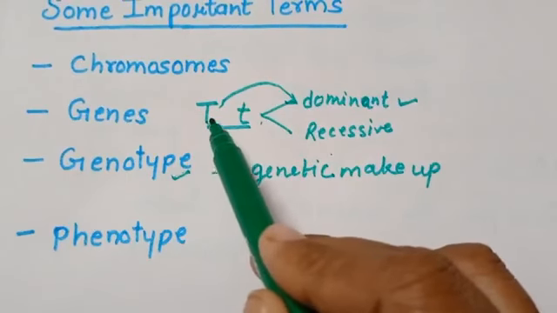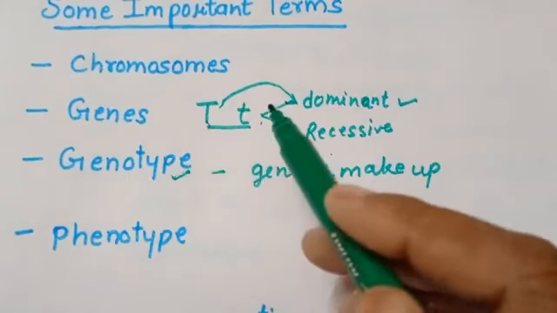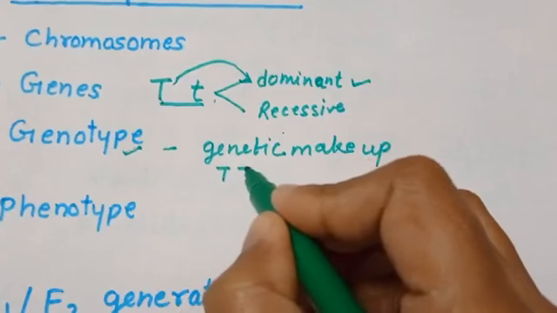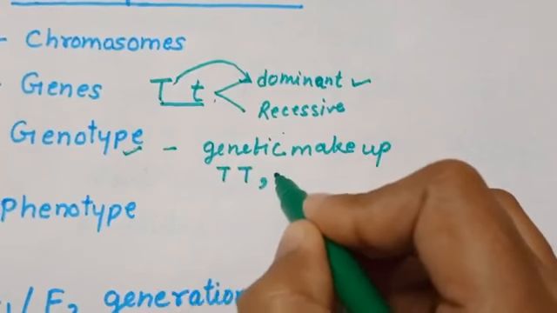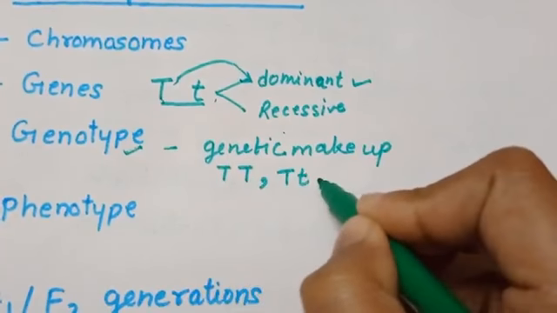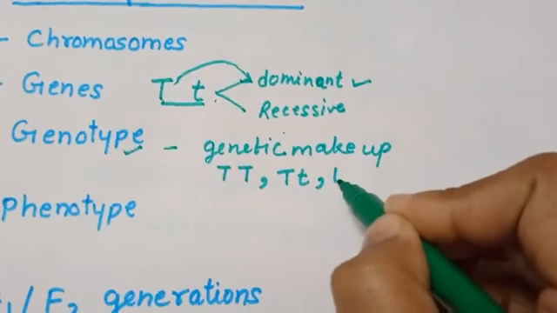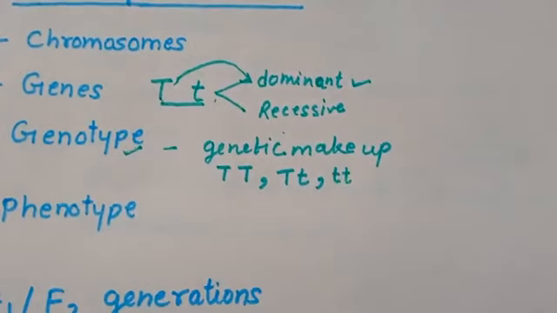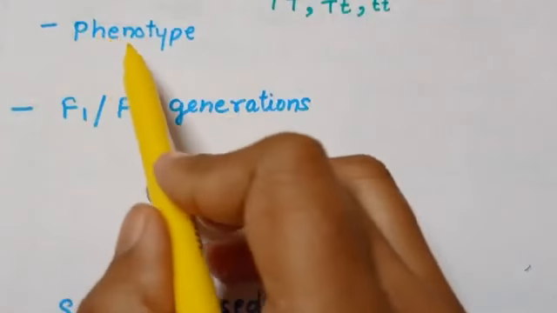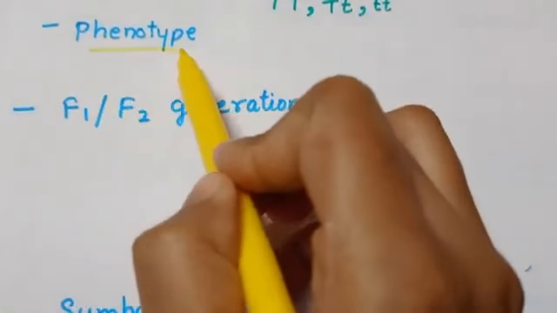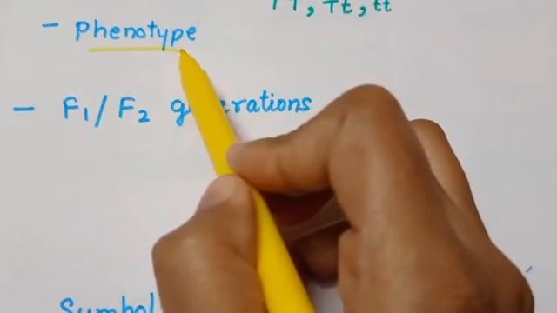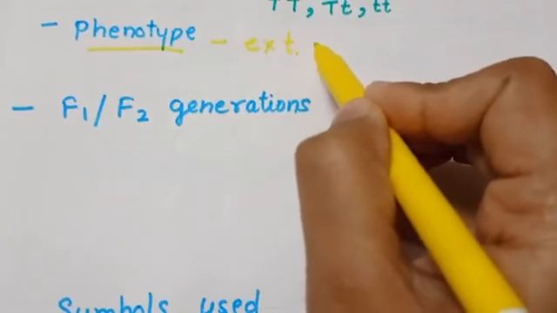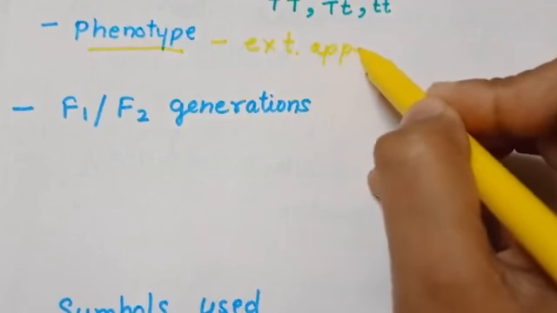Capital T represents the tallness of the plant. Now the genotype can be either capital T capital T, or capital T small t, or for the dwarf plant it will be small t small t only. Now the next term is phenotype. Phenotype refers to the physical or external appearance. So it tells about the external appearance of the organism.